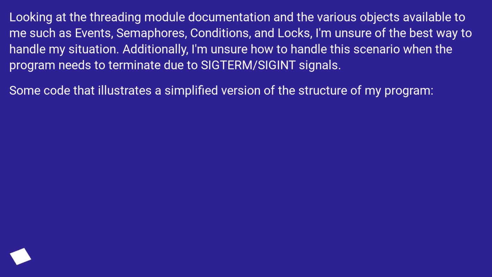Looking at the threading module documentation and the various objects available to me such as events, semaphores, conditions, and locks, I'm unsure of the best way to handle my situation. Additionally, I'm unsure how to handle this scenario when the program needs to terminate due to SIGTERM/SIGINT signals. Here is some code that illustrates a simplified version of the structure of my program.